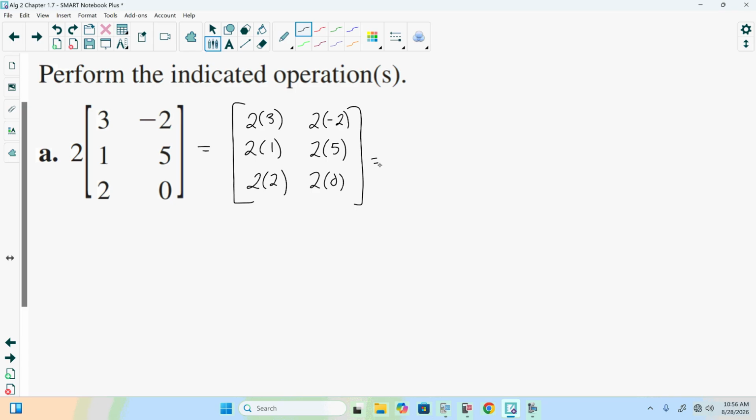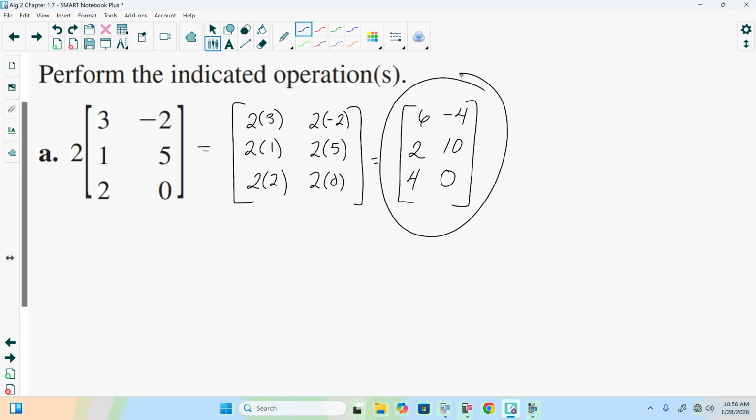Now, the scalar does not have to be an integer. It can be fractional. It can be anything we want. Then we just need to multiply. 2 times 3 is 6. 2 times negative 2 is negative 4. 2 times 1 is 2. 2 times 5 is 10. 2 times 2 is 4. And 2 times 0 is 0.